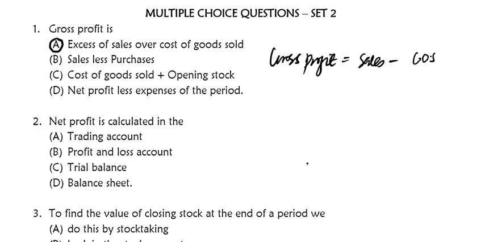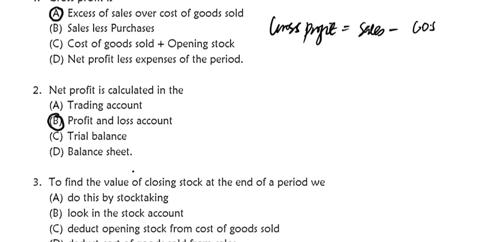Now, net profit is calculated in the profit and loss account. Remember, the income statement has two sections. It has the trading account and then the profit and loss account. The trading account is to calculate the gross profit. Then the net profit is calculated in the profit and loss account.